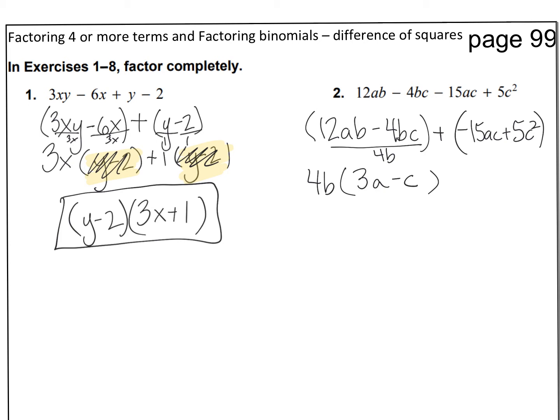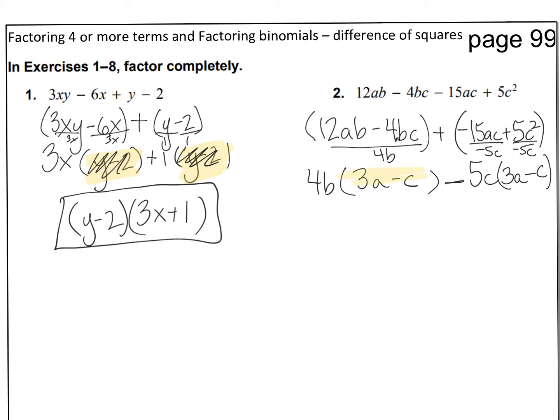And then in my second group, negative, because that first number is negative, 5c is my common factor. And you can write the division either way, that's perfectly fine. You know you have to divide both of them by that number. Negative 15ac divided by negative 5c is 3a. Oh, I didn't write down my c. 3a is correct. And negative 5c squared divided by negative 5c is negative c. Did it work? It sure did.